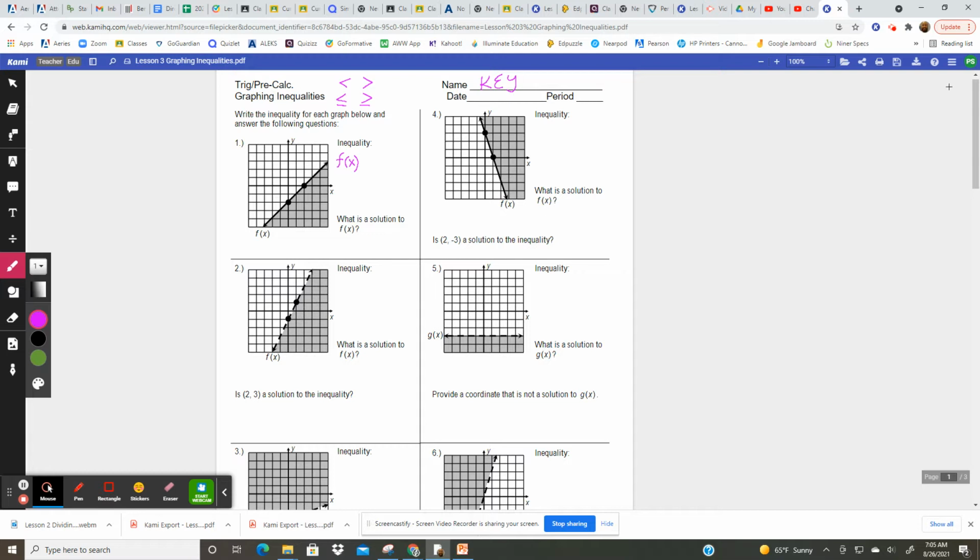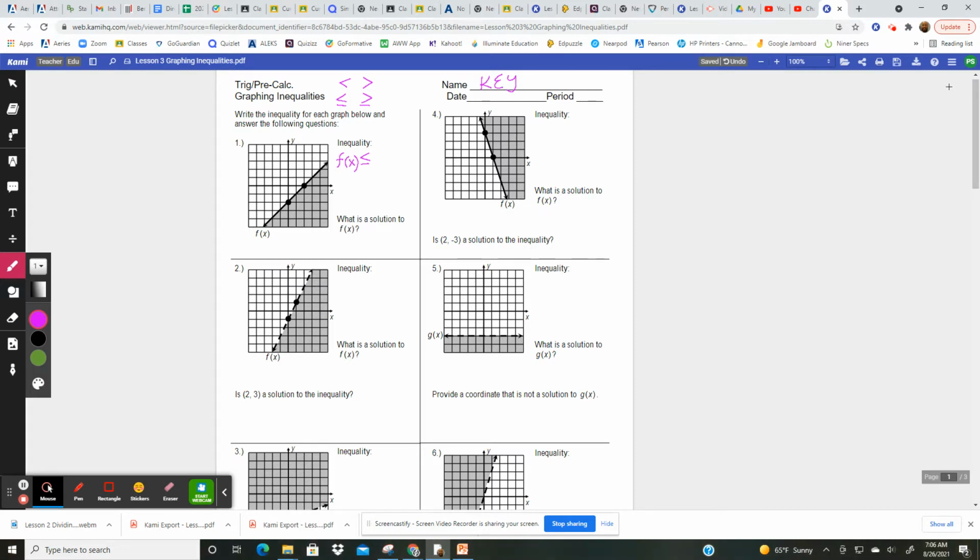And then I look at it and say, okay, where is the shade? If I was standing on the line and I wanted to get to the shaded region, would I move up or would I move down? I would move down. So that's why it's a less than. Down is less than. So it's going to be less than or equal to. So f of x is less than or equal to, and then I'm going to do mx plus b.